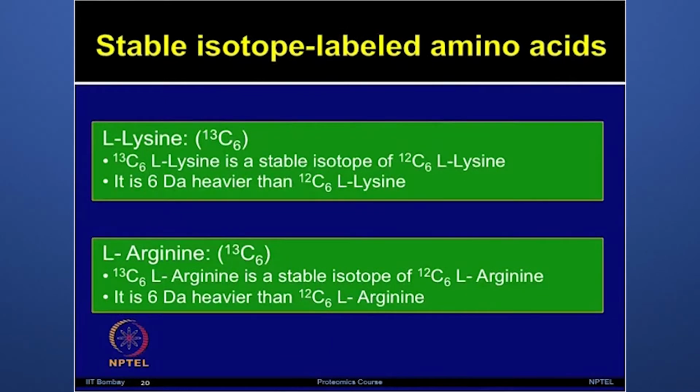So, here I am providing you one example of stable isotope labeled amino acids. 13 carbon 6 L-lysine is a stable isotope of 12 carbon 6 L-lysine. It gives a 6 Dalton difference in the mass spec as compared to the 12 carbon 6 L-lysine. The 13 carbon 6 L-arginine is another stable isotope of the 12 carbon 6 L-arginine form. It is again 6 Dalton heavier than the 12 carbon 6 L-arginine.